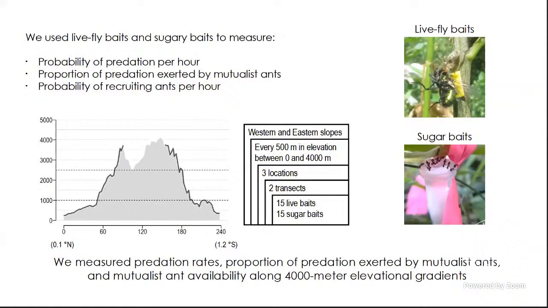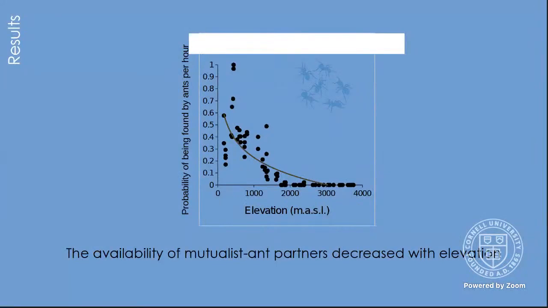Okay, so let's see. This is what we find. And this slide looks awful. Sorry about that. But the graph, we can see the graph. This graph depicts the probability of the baits being found by the ants per hour across elevations. And we can see that the availability of ant partners just declines very sharply with elevation.